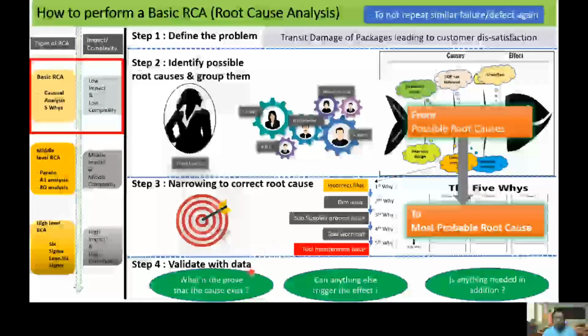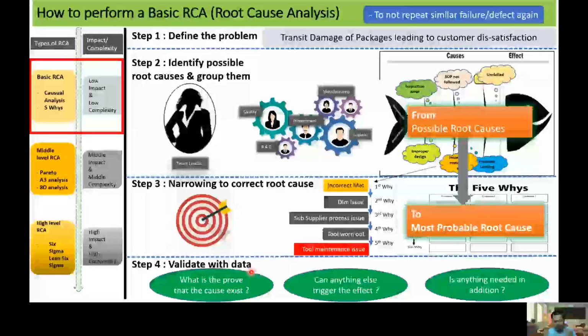There are different techniques of validating with data, but I'm trying to make it in a simpler form and give you 3 questions which can help you understand whether the most probable root cause coming out from step 3 is correct or not. So there are 3 questions which can be asked to reach the right root cause. Question number 1 is, what is the proof that the cause exists?